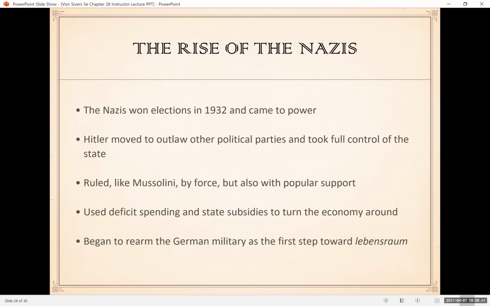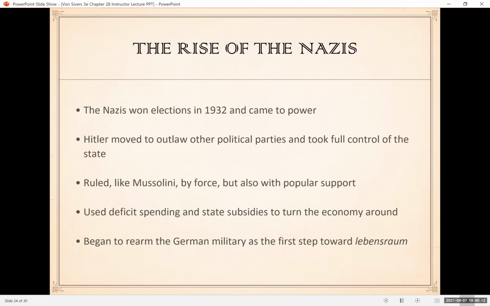There will be a suspicious fire shortly after he takes power in the parliamentary building, the Reichstag, and it will be blamed on anarchists. And Hitler will use this moment, which is called the Reichstag moment, to start forcing through laws. He will outlaw political parties, except his. He will take full control of the state. He will call martial law. And he will use his power to turn, or at least try to turn, the economy around.